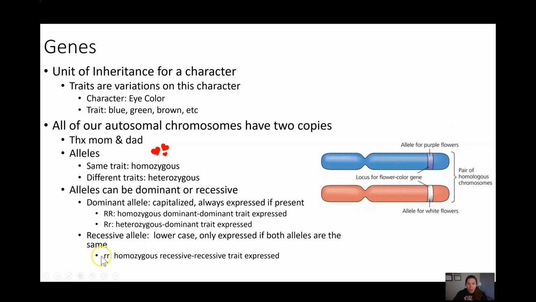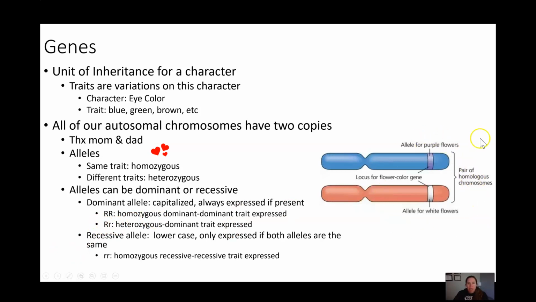We can have a homozygous situation in which both alleles are the dominant allele. We would consider that homozygous dominant. So for example, if our symbol for flower color is R, capital R capital R would be considered homozygous dominant, and the dominant trait is expressed. On the other hand, we can have an organism that is heterozygous, like this one.